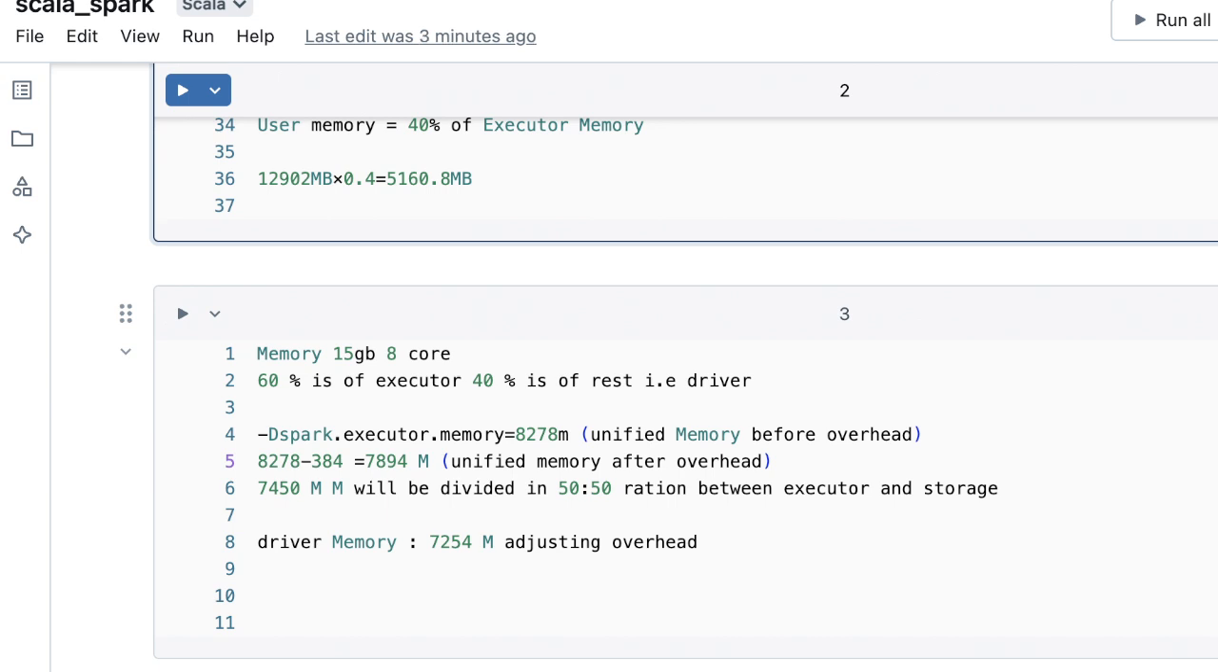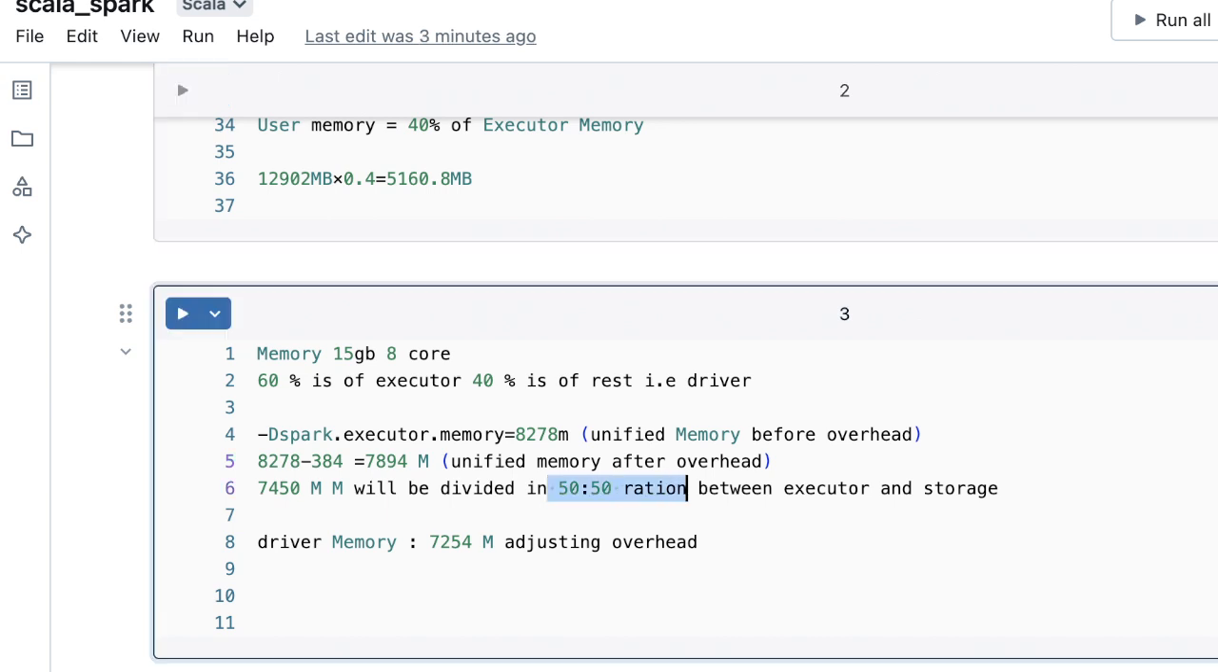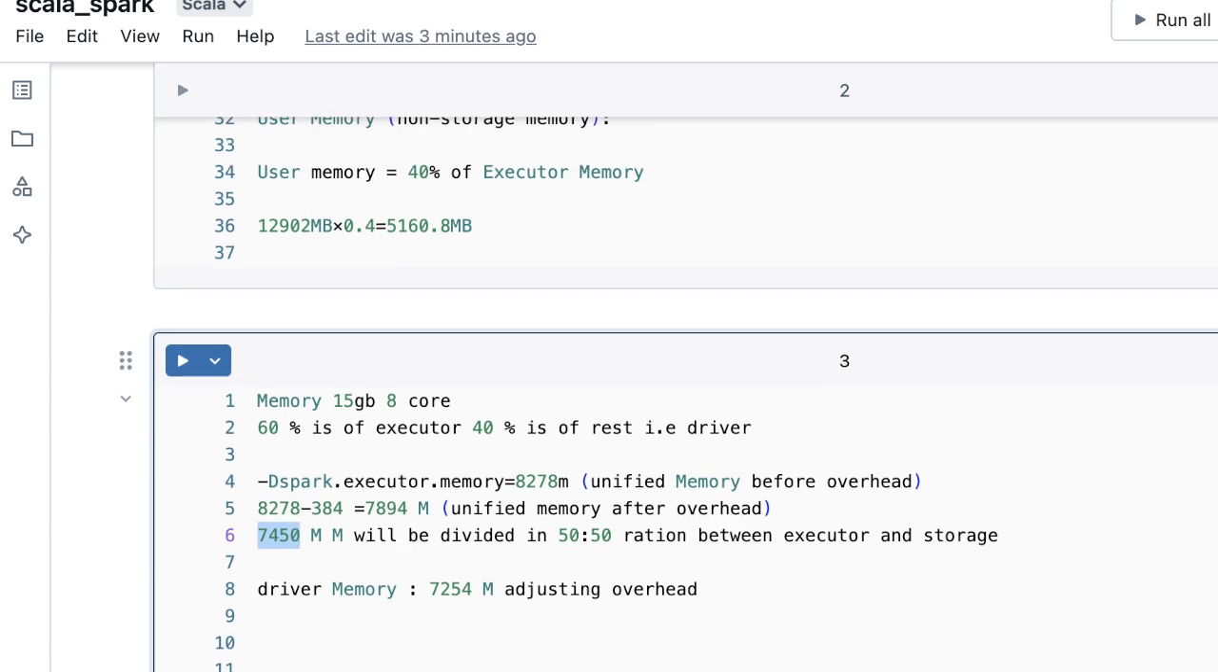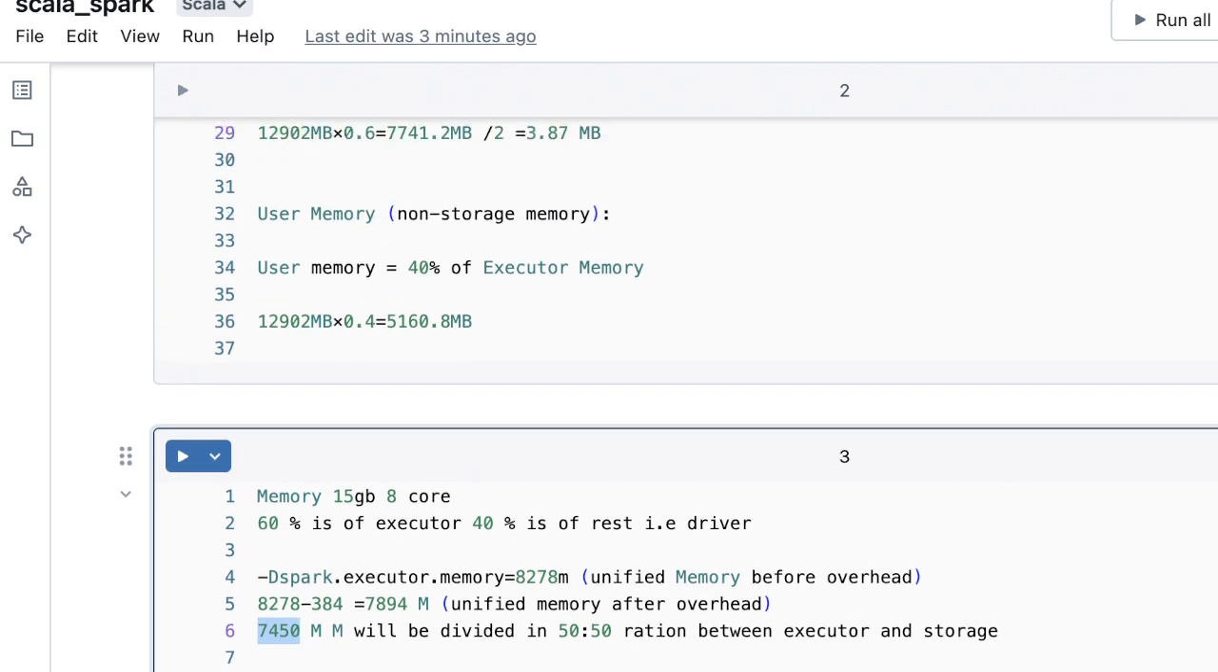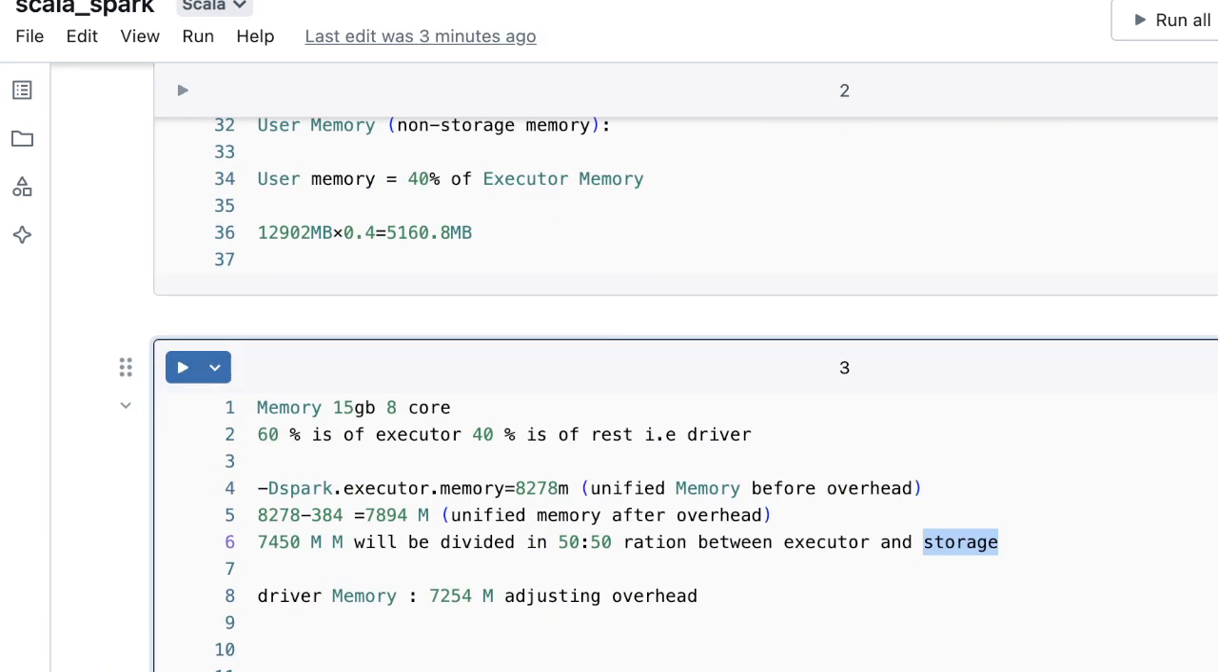Okay, and we know that it's a 50-50 ratio between the storage and the executor. And if you divide it by 2, 7450, you will get around 3.8 or 3.9 GB of executor memory and storage memory respectively.